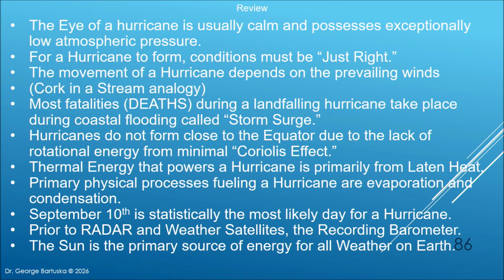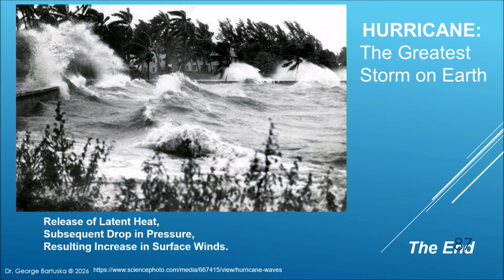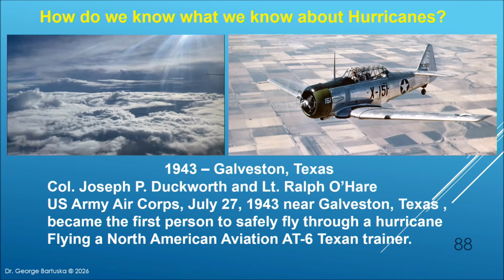September 10th is statistically the most likely day for a hurricane. Prior to radar and weather satellites, we used recording barometers. The sun is the primary source of energy for all weather on Earth. Now, in just the 2 minutes I have left, we all know about the hurricane hunters. Colonel Joseph Duckworth and his navigator, Lieutenant Ralph O'Hare, back in July of 1943 near Galveston, Texas, made the first penetration with an aircraft into a hurricane in an AT-6 trainer.